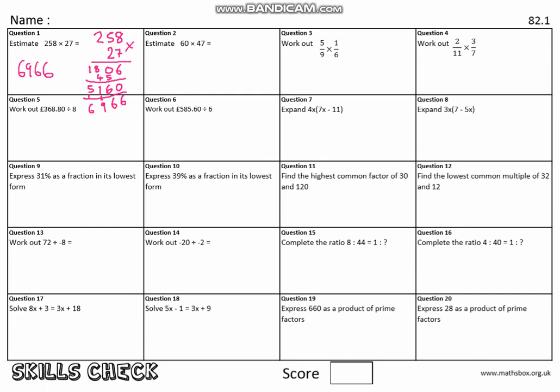Okay, so another one now. So we've got 60 times 47. So hopefully this one's a little bit easier. And I will write it like this because it will show you a little bit of an anomaly. So 7 times 0 is 0. And then 7 times 6 is 42. Okay, so we're going to write that like this.